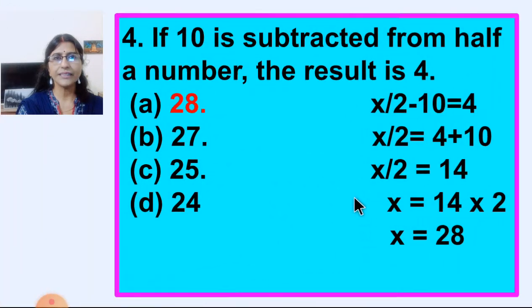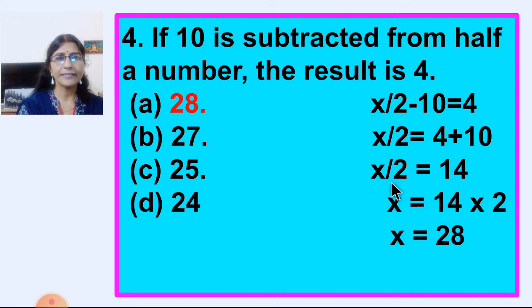Now one more question. If 10 is subtracted from half a number, the result is 4. So half a number, first we'll find out. Half a number means half into x. So x upon 2 minus 10, and that is equal to 4. And then we'll keep x upon 2 on the left hand side of the equation. This we will take to the other side. You will get x upon 2 is equal to 14.